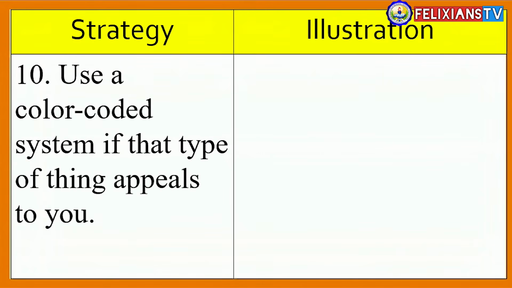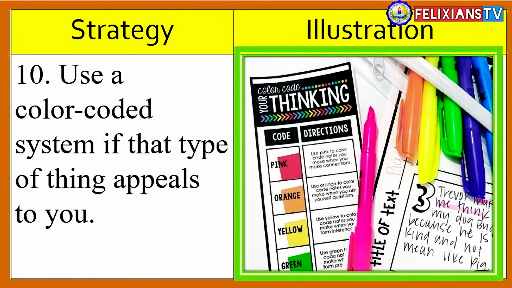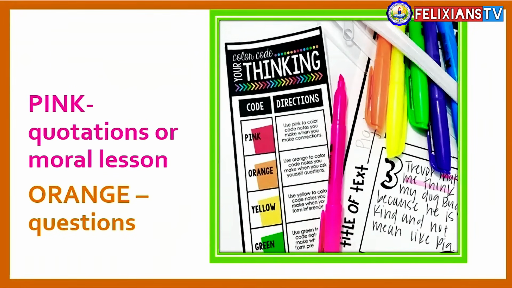Number 10. Use a color-coded system if that type of thing appeals to you. So use different colors of highlighters. You may use orange, pink, violet. So for example, for pink, highlight for quotations or moral lesson. For orange, highlight the questions. Let's have the last one.